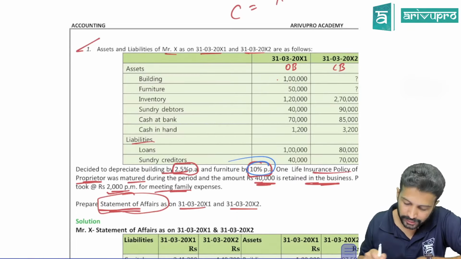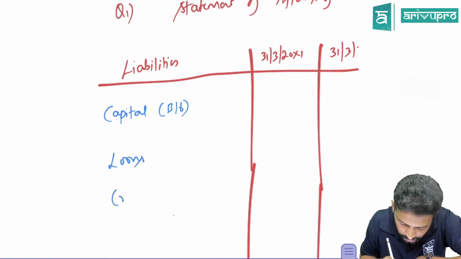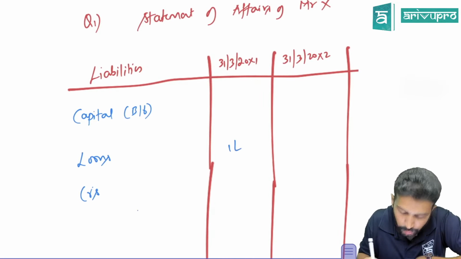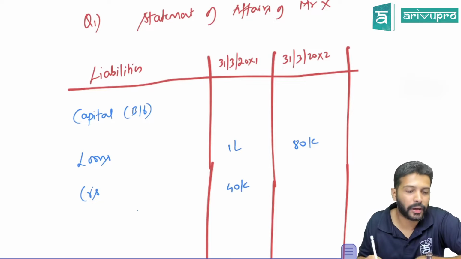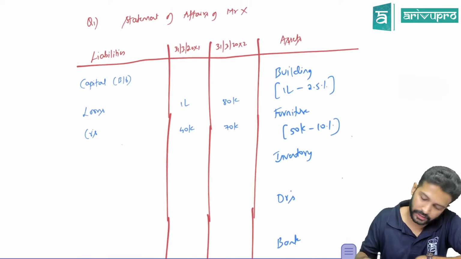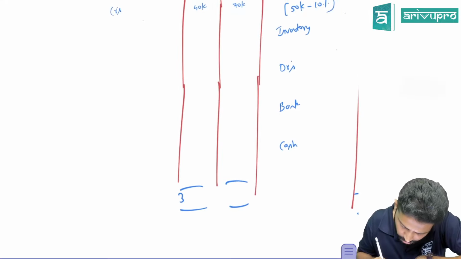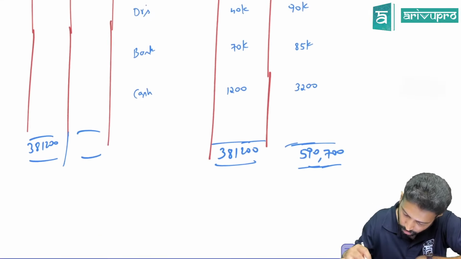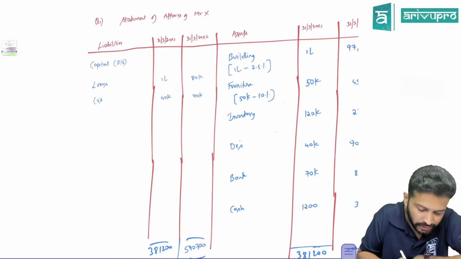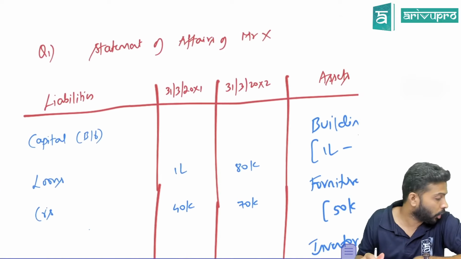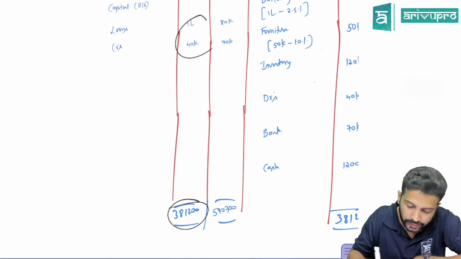Check. What are the other liabilities given to you in the question? Loans and creditors. Okay, what is the loan balance, sir? Opening is 1 lakh, closing is 80. Creditors, opening 40, closing 70. Statement of affairs is like a balance sheet. That means the total should be the same on both sides. This side total should be 381,200. That side total should be 590,700. Is it matching, or do we have any balancing figure? Balancing figure. How much is the capital arrived at as a balancing figure? From 381,200, deduct these two numbers.